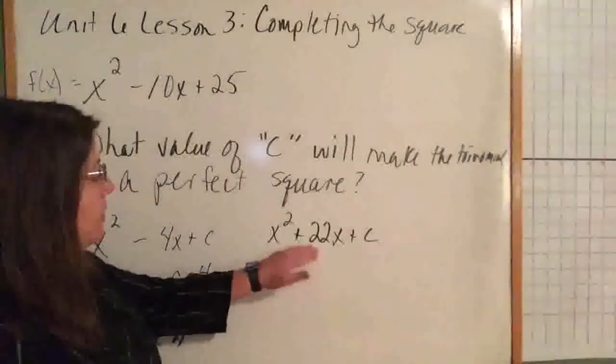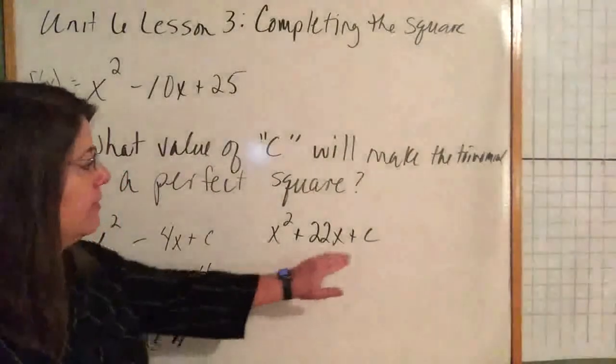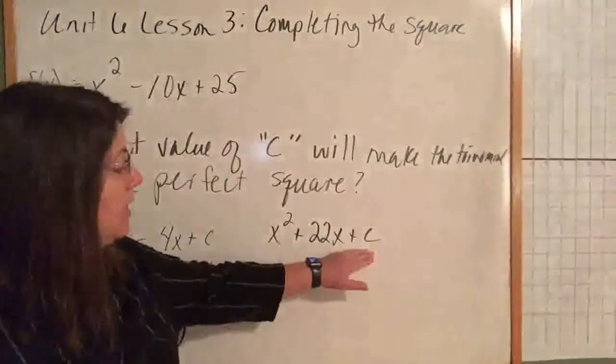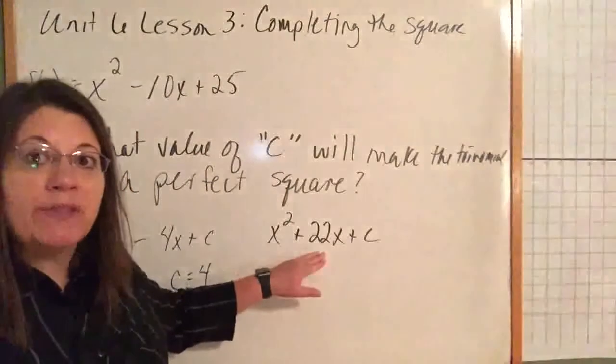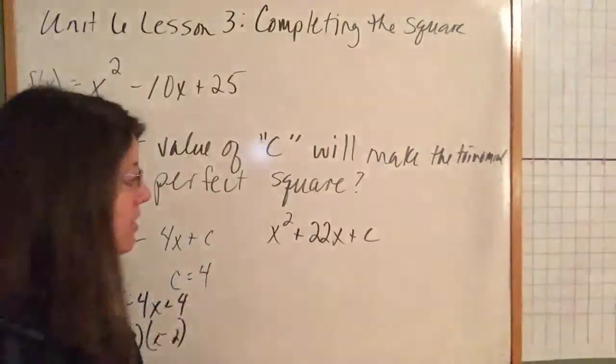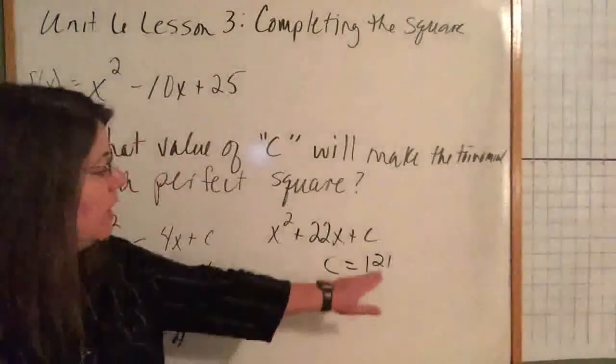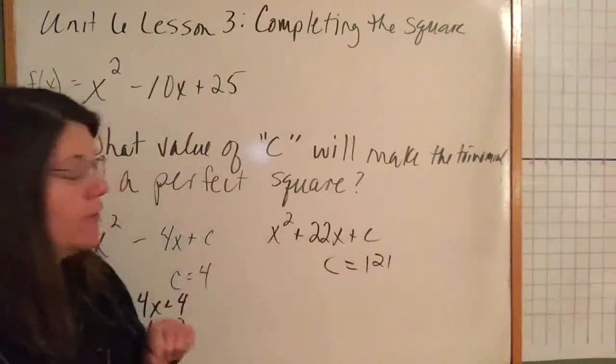How about this one? x squared plus 22x plus c. Find the c value that forces that to be a perfect square. Well, half of 22 is 11. What's 11 squared? 121. So c is equal to 121. 121 would force this to be a perfect square.